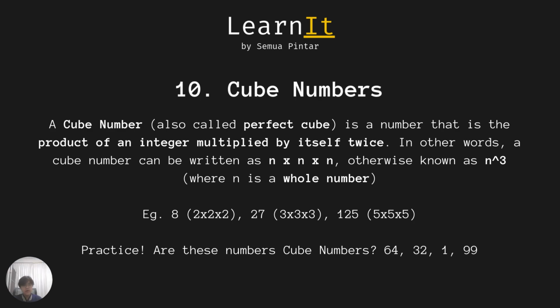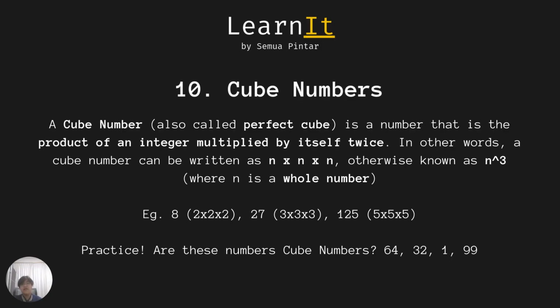Alright, so again, let's try a bit of practice. Are these numbers cube numbers? We have 64, 32, 1, and 99. So the number 64 is actually a cube number because we can express 64 as 4 times 4 times 4. And an easy way to check if it is a cube number or not is to put the number through a cube root. If we get an integer or a whole number, then that is a cube number.